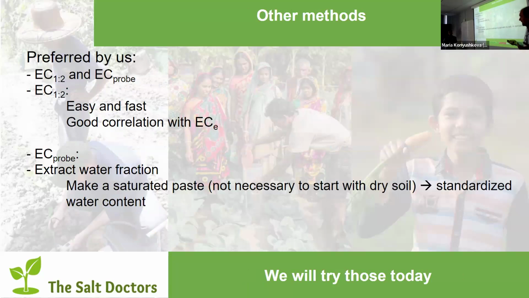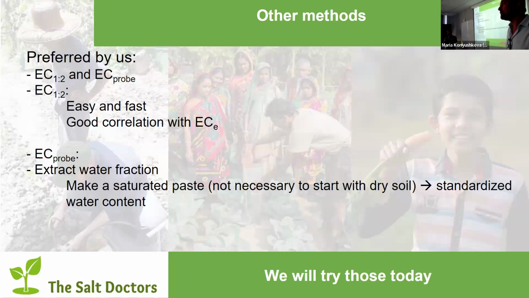So as a company, we usually use this EC 1 to 2 and the EC probe if we have to do a quick assessment. So those are the ones that we brought today as well. EC 1 to 2 means one dry soil volume unit with 2 water volume units. You add them, you shake them, you wait, you add, shake again. It's kind of easy and fast, and there's a pretty good correlation with the ECe in 9 out of 10 times with this reservation.